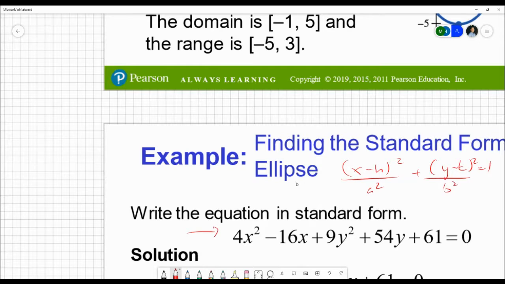Okay. So now we need to put it in graphing form. So we need to complete the square. So go ahead and do work over here.